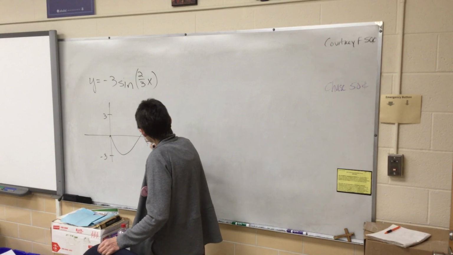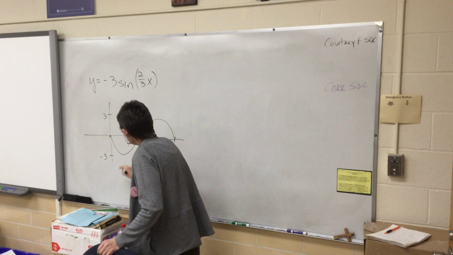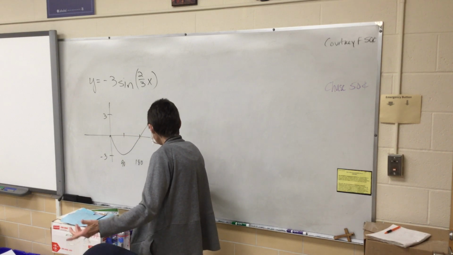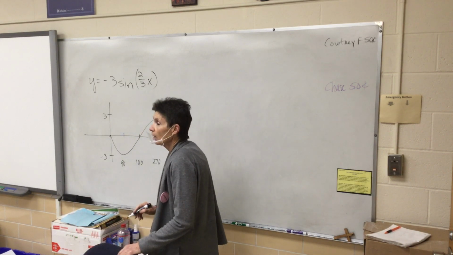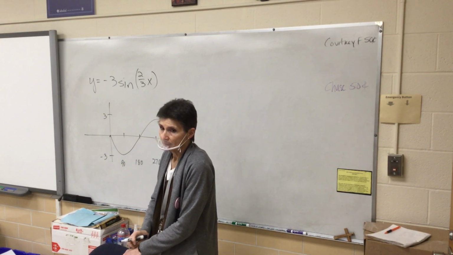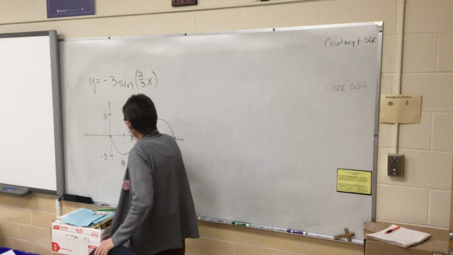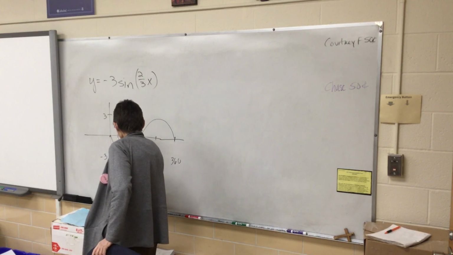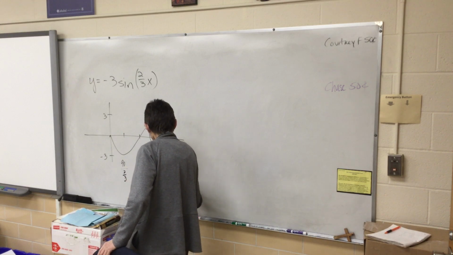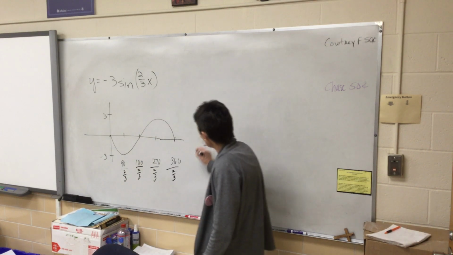Now, you said, Mary Kate, that these labels should be these. No, this was right. You said that on my quiz. Oh, I'm sorry. So those should be the labels, but they're all going to be divided by 2/3. So let's just do that first one.